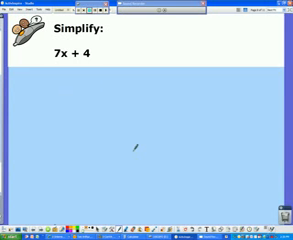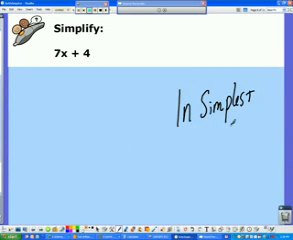Alright, so the first example, if I said simplify 7x plus 4, well, 7x, there are no other x's to add with the 7, and there's no other constants beyond the 4. So this is an example of one that would be in simplest form. You cannot simplify it anymore.